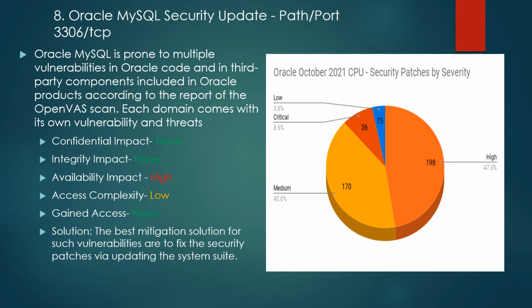As we can see, the CVSS for this vulnerability is high, which is 9.8. It doesn't have a considerable confidentiality impact. Also, it doesn't have integrity impact, but possesses a higher availability impact. When going through the report, it shows that no authentication is required to exploit this vulnerability. And the best mitigation solution for this vulnerability is to fix the security patches.